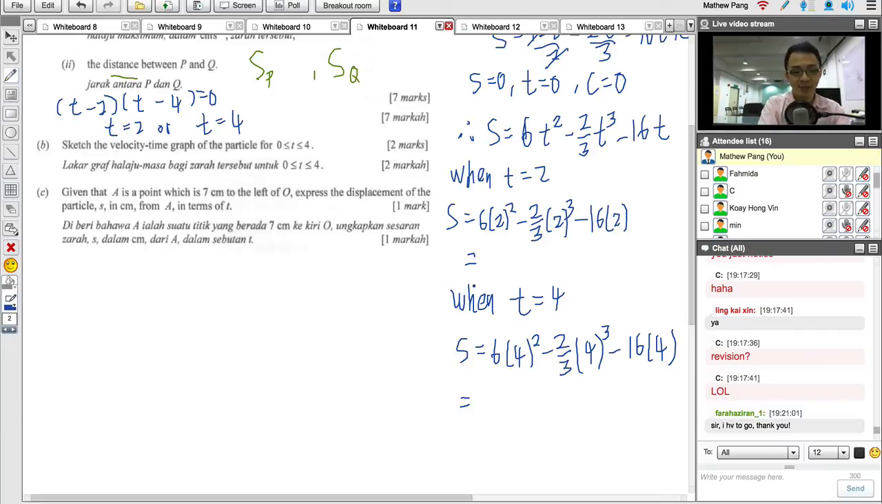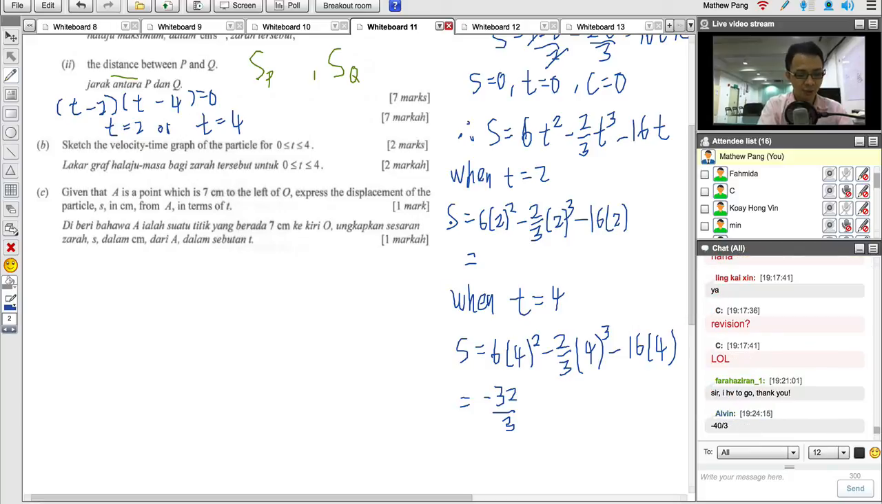Maybe I can press it myself. So it's 16, minus 2 over 3 multiplied by 64, minus 64. Alright, this is negative 32 over 3. For this one, it will be 6 multiplied by 4 is 24, minus 2 over 3 multiplied by 64, minus 64, minus 32. Yep, this is negative 40 over 3. So therefore we got these two answers.